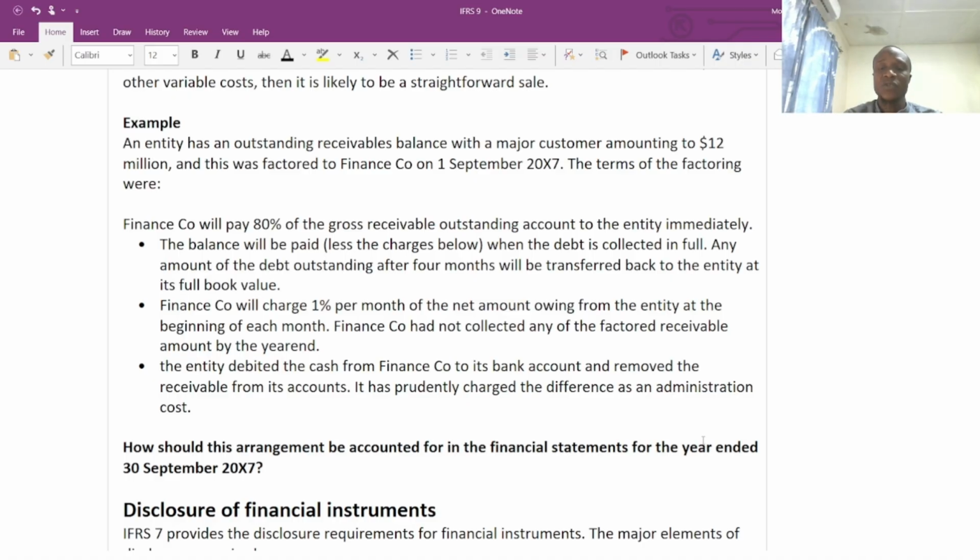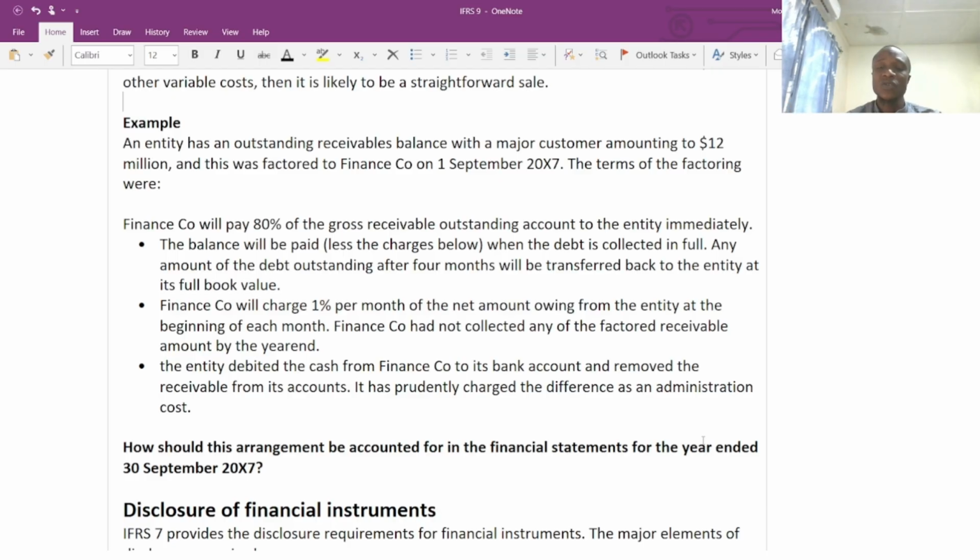On 1st September 2007, in terms of factoring, Finance Co will pay 80% of the gross receivable outstanding balance. So 80% will be received by the company, and they are going to issue a collateral, which is the receivable balance, to the entity immediately. The balance will be paid less the charges below. When the debt is collected in full, any amount of the debt outstanding after 4 months will be transferred back to the entity, which is clear.